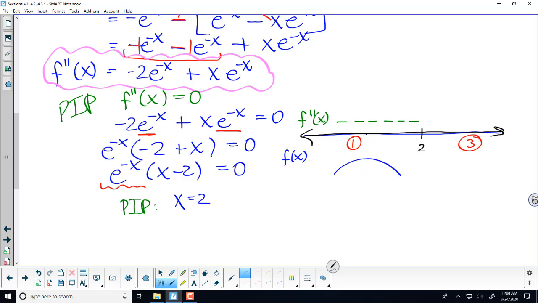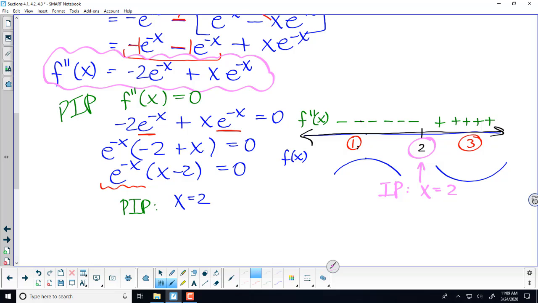So let's think about that. 1 is a critical point. I got negative, which tells me that I have a local max because the function's concave down. So that's the second derivative test. If I plug 3 in, I get positive in the second derivative, which tells me that the function is concave up. Notice we're going from concave down to concave up, which tells me that we do have an inflection point at x equals 2.